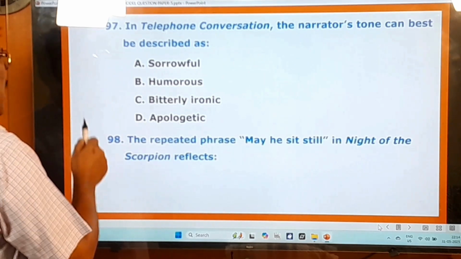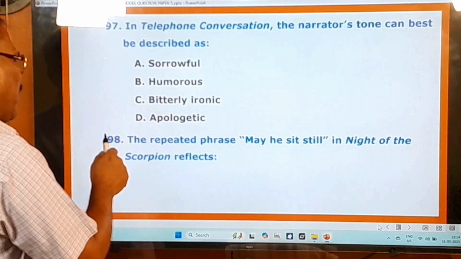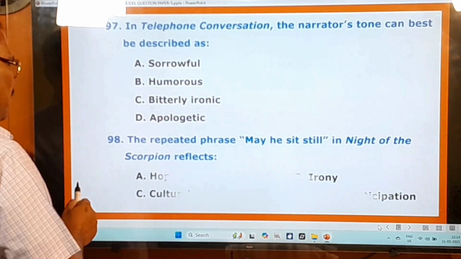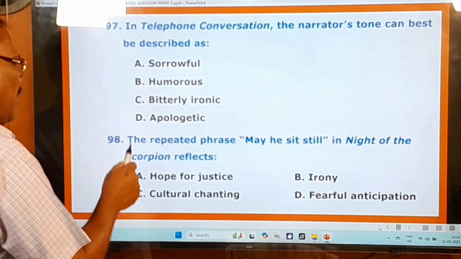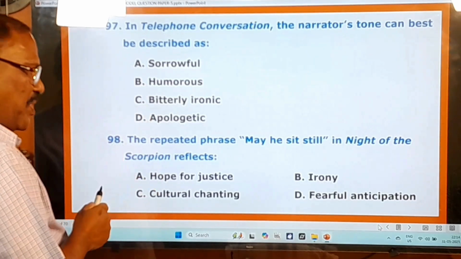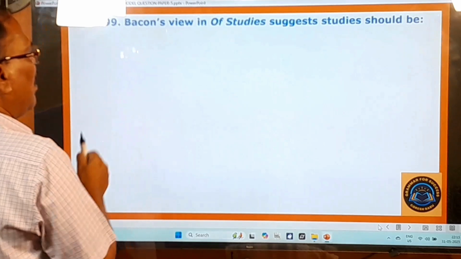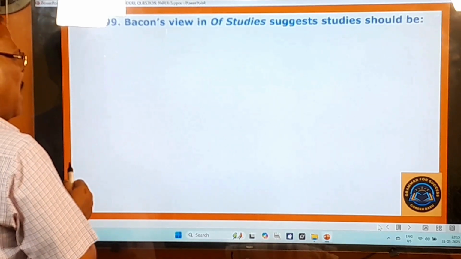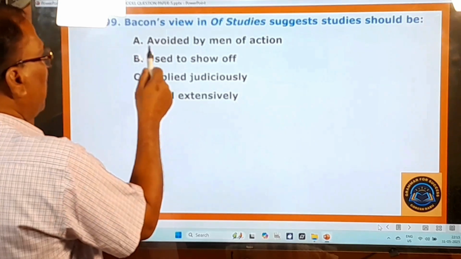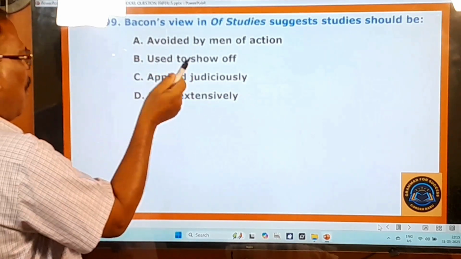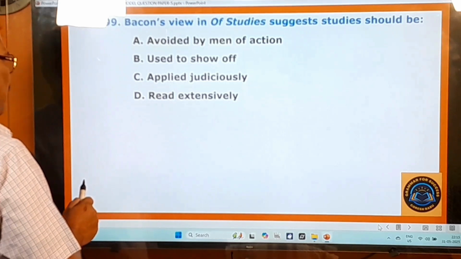98th question. The repeated phrase "may he sit still" in Night of the Scorpion reflects hope for justice, irony, cultural chanting, fearful anticipation. 99th question. Bacon's view in Of Studies suggests that studies should be avoided by men of action, used to show off, applied judiciously, read extensively.